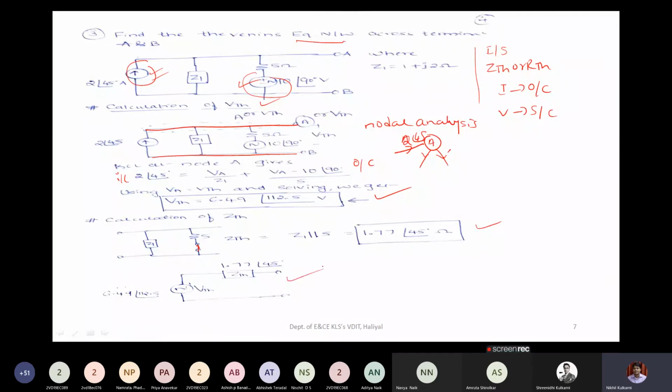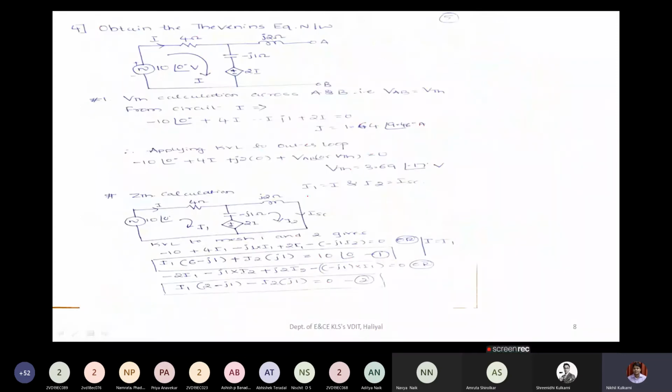The resulting Thevenin's equivalent network will be this, where this voltage source value is 6.49, or you can put 6.5 also, at an angle 112.5. Next one is the same thing, but here if you observe this circuit, we have the dependent source here. I want everyone to just observe this circuit first for 10-15 seconds.